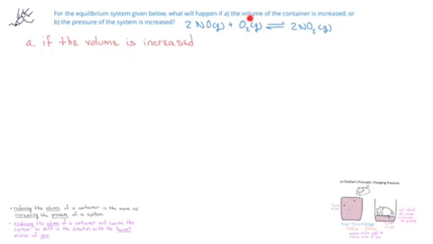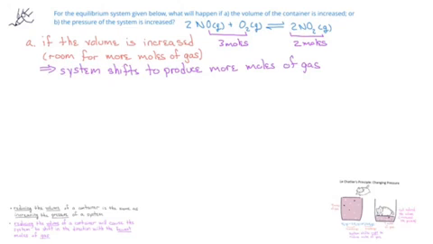If we have an increase in volume, that means that we would have a decrease in pressure. An increase in volume means that the system has room for more moles of gas. In the equilibrium system, we have 3 moles of gas on the reactant side and only 2 moles of gas on the product side. Since we increased the volume, we have room for more moles of gas, so the system will shift to the left to produce more moles of gas.